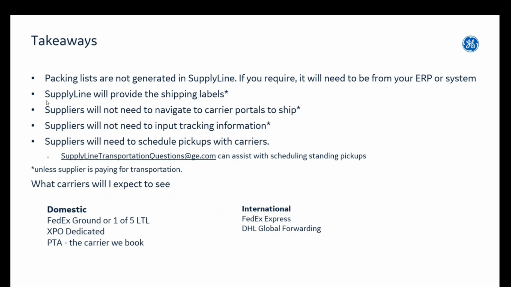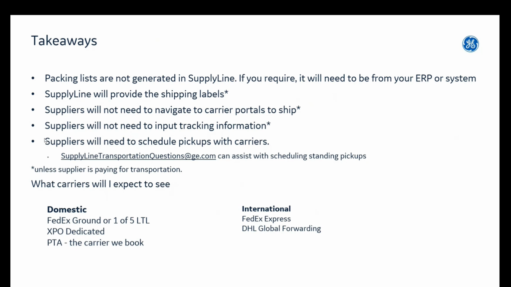However, SupplyLine will provide you with a shipping label. You will not have to go to those carrier portals like FedEx.com. You will not have to input the tracking information. You won't have to go back like you do today in ACES and input the tracking details. You won't have to do any of this as long as you use that second or third option. If you're using the first option where the supplier is paying, then you do have to do that.